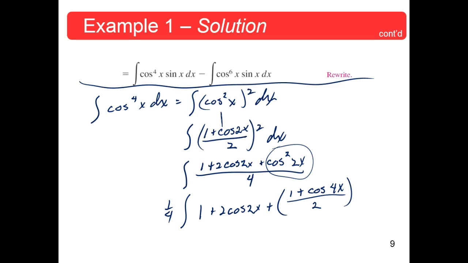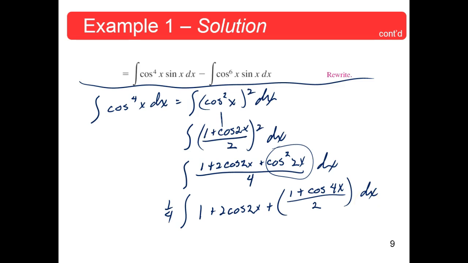This one just came down. We pulled the 1/4 out. This came down, that came down. We can do those. But we can't do that one until we do this again. Well, this thing squared, okay? This thing squared, it's going to be 1 plus cosine twice this, which would be 4x over 2. Okay? And I left off, and you should have corrected me, my dx here and my dx here.